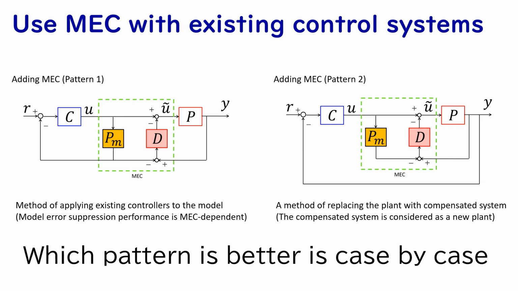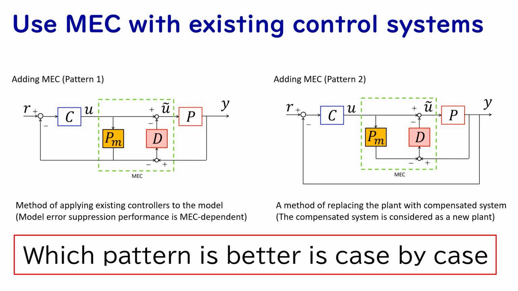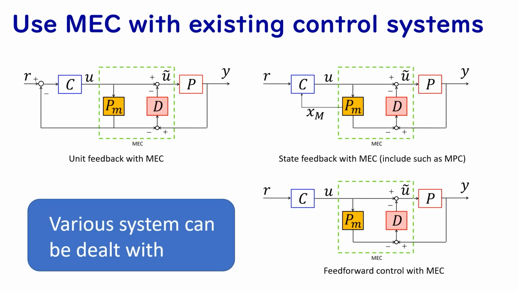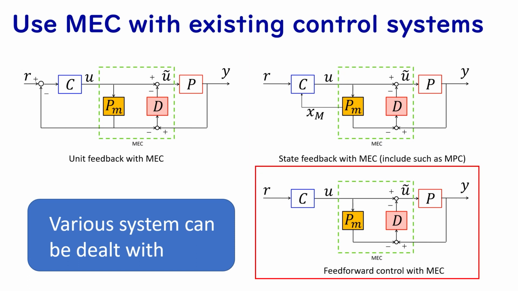On the other hand, pattern 2 is a method of replacing the plant with the compensated system. The compensated system is considered as a new plant. Which pattern is better is case by case. In addition, we can use various types of control systems. This figure shows a case of state feedback, and this figure shows a case of feedforward control.